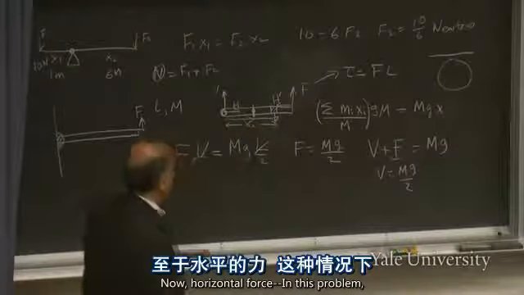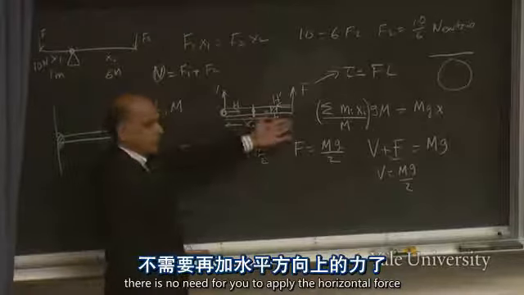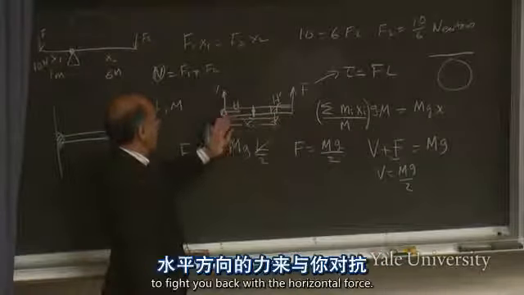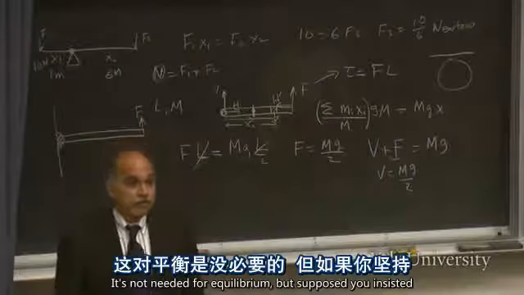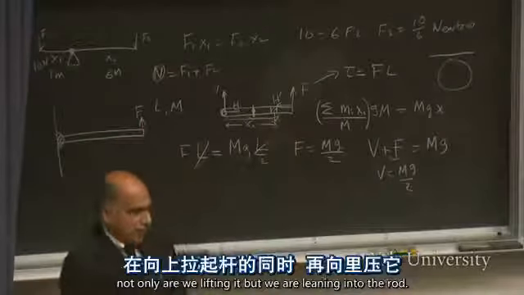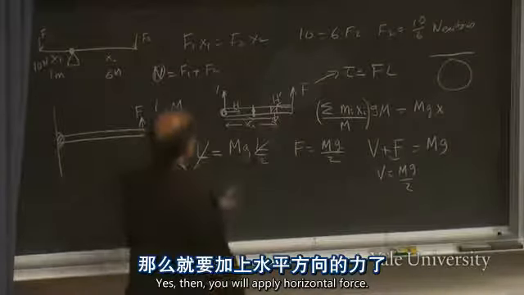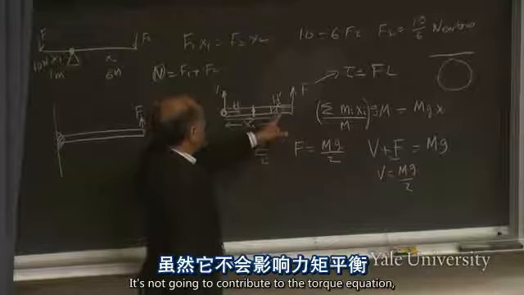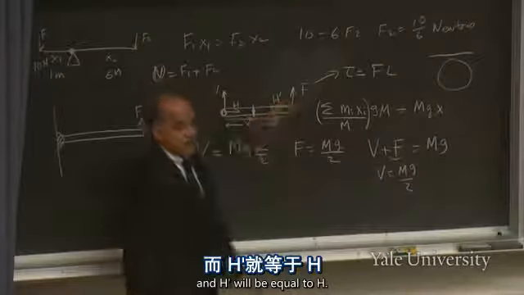Now, horizontal force, in this problem, there is no need for you to apply the horizontal force, and there's no need for the pivot to fight you back with the horizontal force. It's not needed for equilibrium, but suppose you insisted, not only are you lifting it, but you're leaning into the rod, yes, then you will apply horizontal force. It's not going to contribute to the torque equation, but if you push it in, the wall's got to push you out, and h prime will be equal to h.